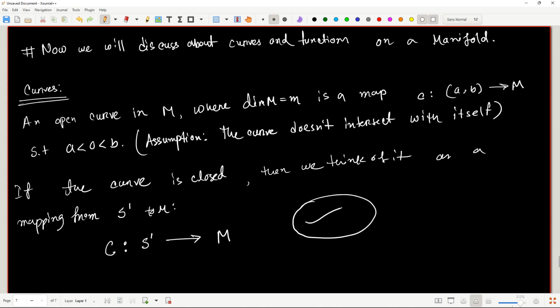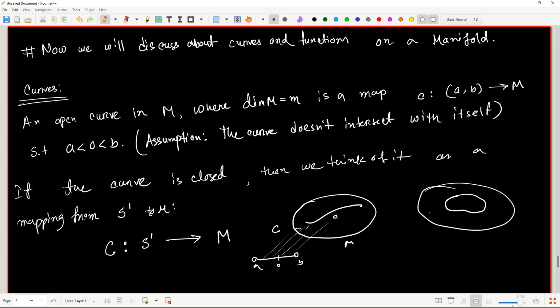So this is an open curve on the manifold M, C. It takes points from, let's say, A to B, where 0 lies in between them, but A and B are not included, and it maps those points like that. And if the curve is closed like this, you can think of it as taking points from the circle and then mapping it to the manifold itself. So these are the definitions of an open curve and a closed curve.